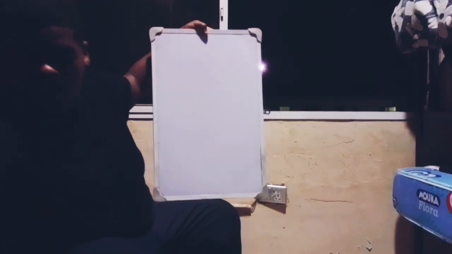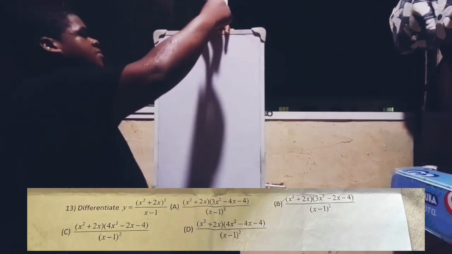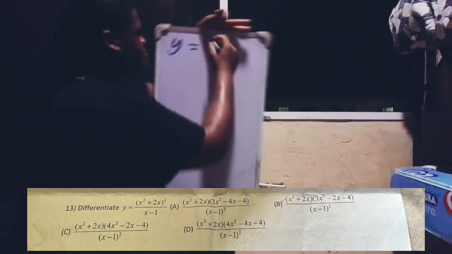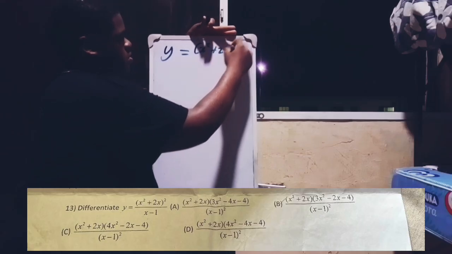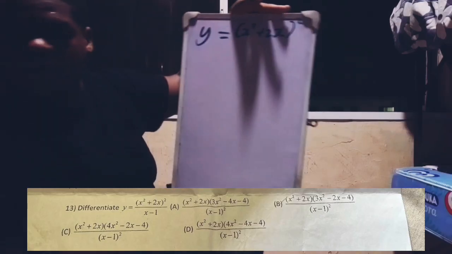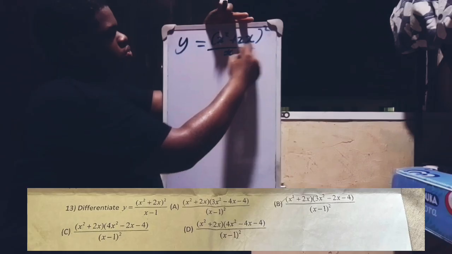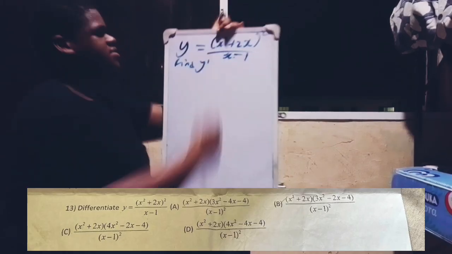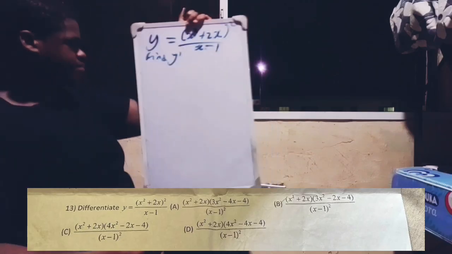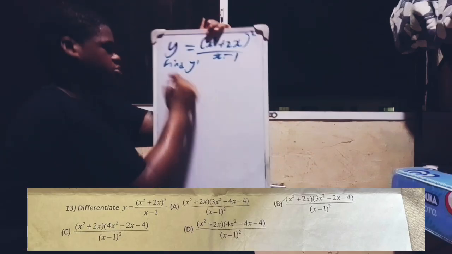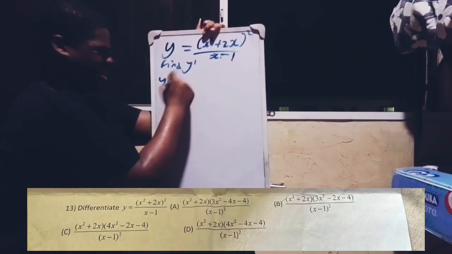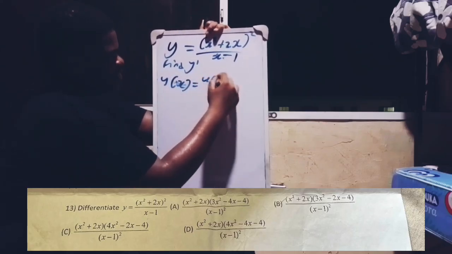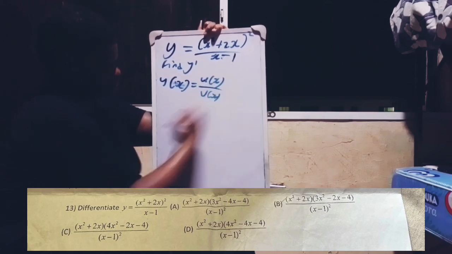Okay. We have to differentiate. We are given y equal to (x squared plus 2x) all squared, divided by x minus 1. We should find the first derivative. This is a quotient rule, because y of x is equal to u of x divided by v of x.